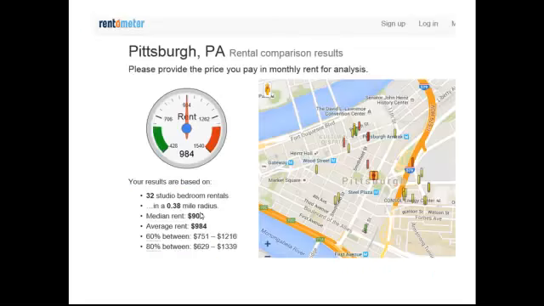Okay. Now here is Rentometer. They collect big data for regular landlords, finding out what the monthly rents are all throughout the United States.